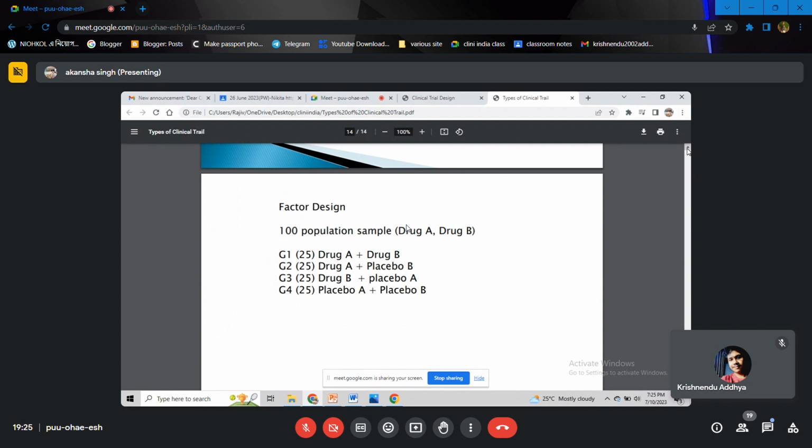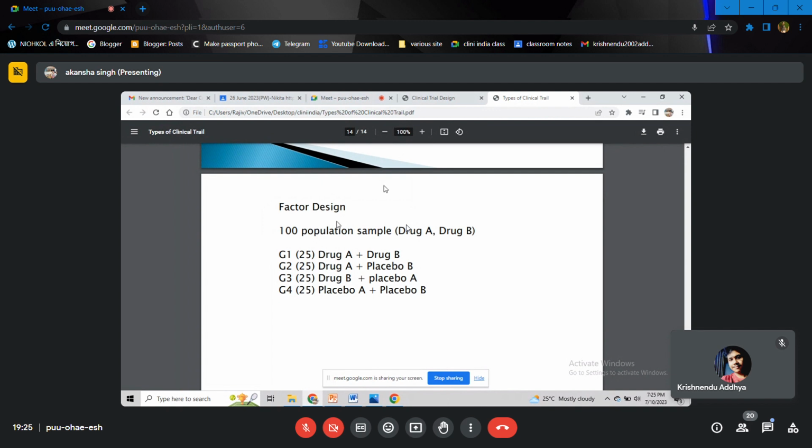Okay, so next is your factorial design. Most of you are from a biotech background, so you might have studied bioinformatics or statistics. Biostatistics is there in that syllabus, right? So you might be familiar with certain terms. Yes, ma'am. Okay, so it is just a revision of whatever we have studied.